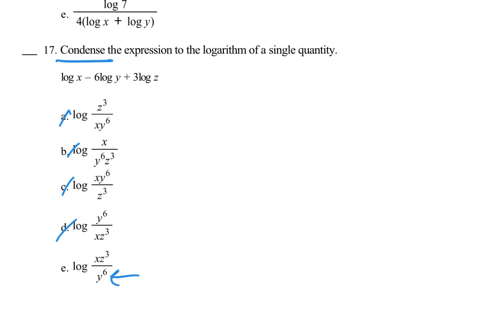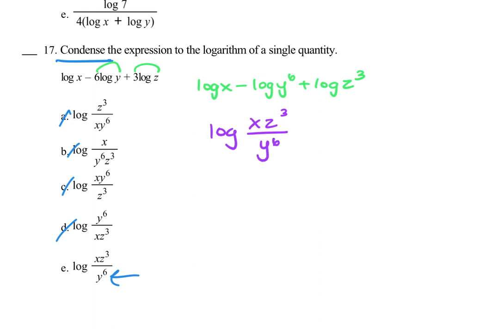But all the way through, I would bump the 6 back, so I'd get log of x minus log y to the 6 plus log z to the third. And then the two that are positive are going to stay in my numerator, so 1 log x. And because it's addition, it becomes multiplication, so x z to the third goes in your numerator, and in the denominator, the only one that's got the minus in front of it is y to the 6.